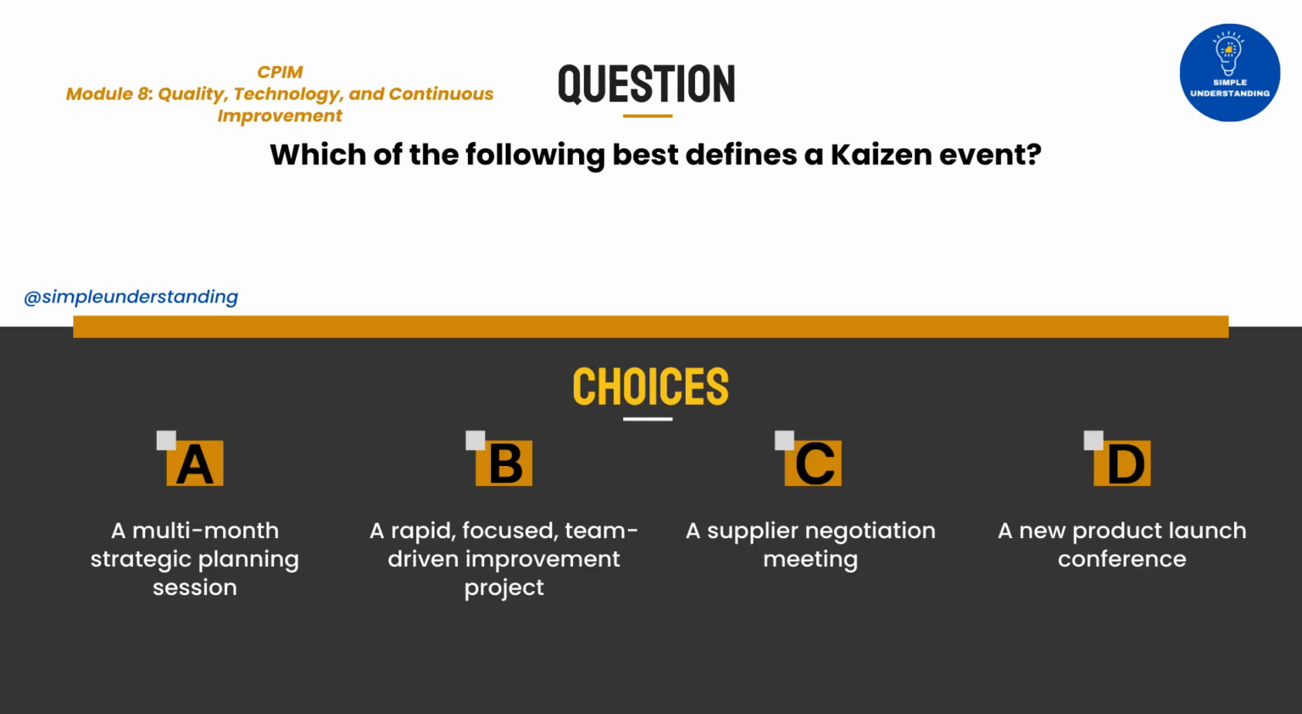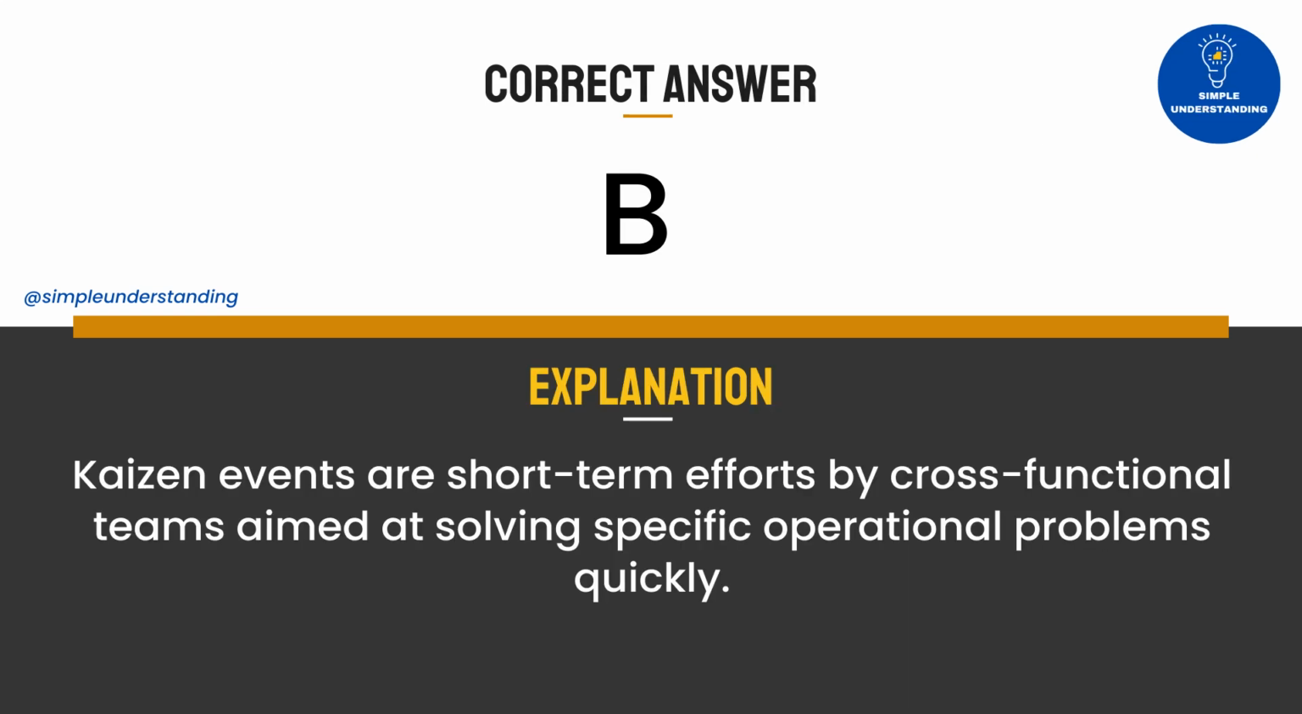Question 9. Which of the following best defines a Kaizen event? A. A multi-month strategic planning session. B. A rapid, focused, team-driven improvement project. C. A supplier negotiation meeting. D. A new product launch conference. Correct answer, B. Explanation. Kaizen events are short-term efforts by cross-functional teams aimed at solving specific operational problems quickly.